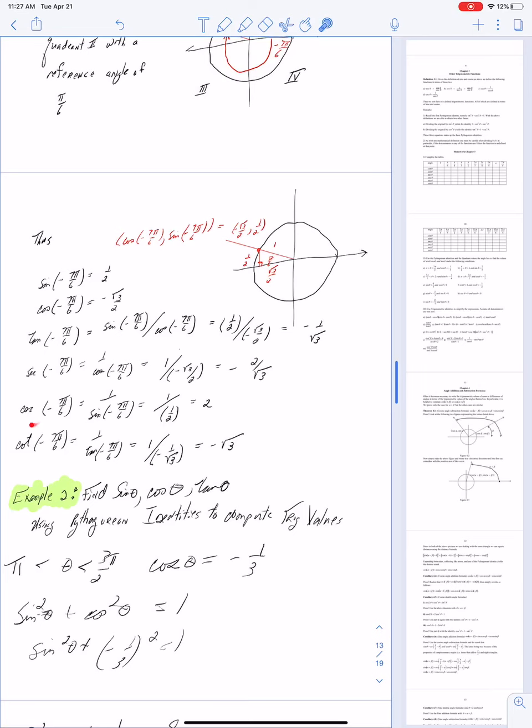What is the cosecant of minus 7 pi over 6? The cosecant is 1 over the sine, but the sine was 1/2. So that's 1 over 1/2. I have to flip it, and I get 2. What is the cotangent of minus 7 pi over 6? That's 1 over the tangent of minus 7 pi over 6, but the tangent was minus 1 over the square root of 3, so I get 1 divided by minus 1 over the square root of 3, or minus the square root of 3.